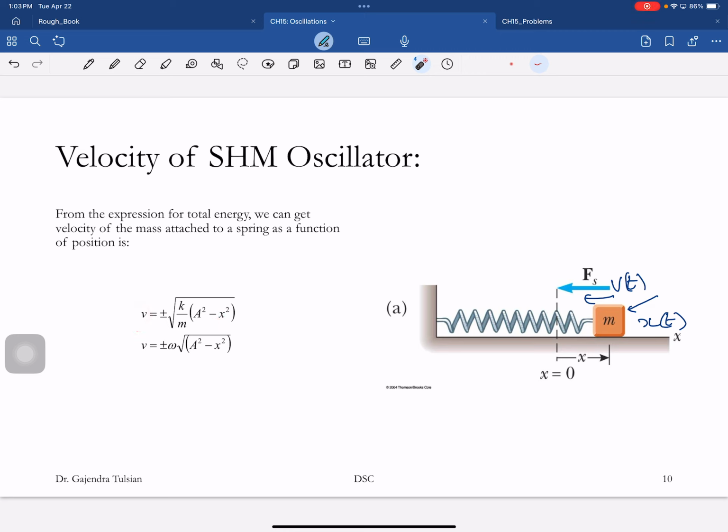At the extreme position, what is the velocity of this mass? 0. So if you put x equal to a, v will be 0. When is the velocity maximum? At the equilibrium position. When you put x equal to 0, the velocity is maximum. So this expression is giving you the velocity of the mass as a function of position. And the plus or minus is telling you plus is when it's going to the right, minus is when it's going to the left.